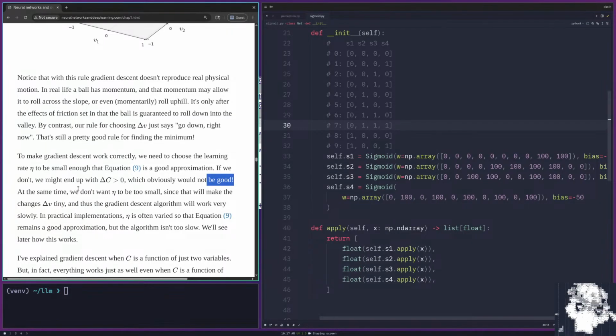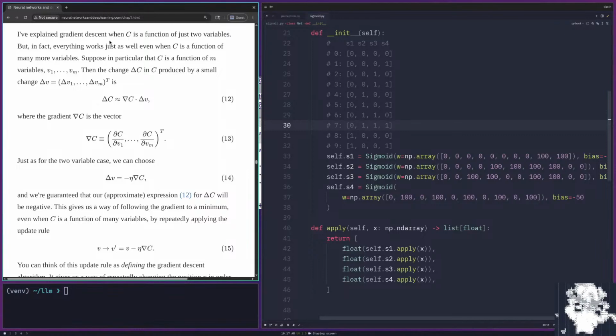At the same time, we don't want eta to be too small, since that will make the changes in delta v tiny, and thus the gradient descent algorithm will work very slowly. In practical implementations, eta is often varied so that equation 9 remains a good approximation, but the algorithm isn't too slow. We'll see later how this works.